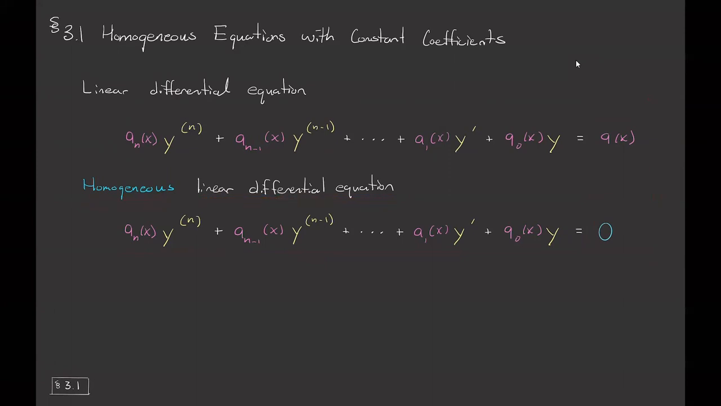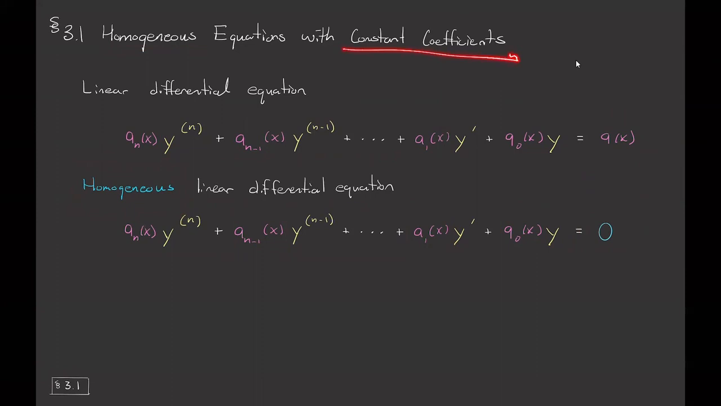We'll further simplify by, instead of letting these coefficient functions be anything, let's say cosine of x or e to the x or something like this, let's have them be constant. So the homogeneous is the a of x function being 0, or as we set it up like so, the right side is equal to 0. That's homogeneous.